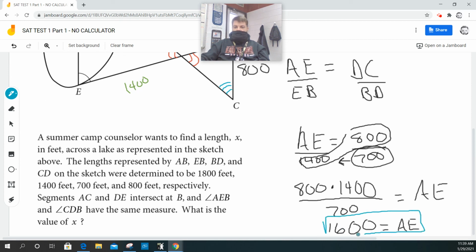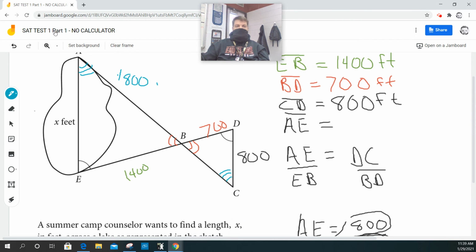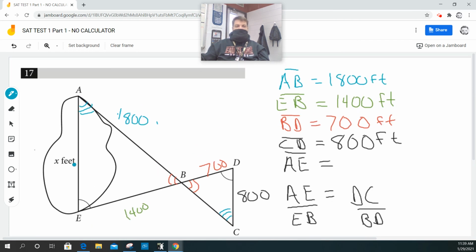So I know it's asking for x, right? But the value of x is equal to AE, which is equal to 1600. If we do a common sense check, that looks about right? That looks like it's 1600, although you can't always go by that.